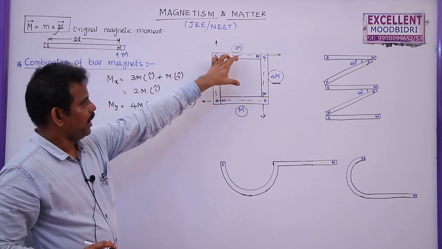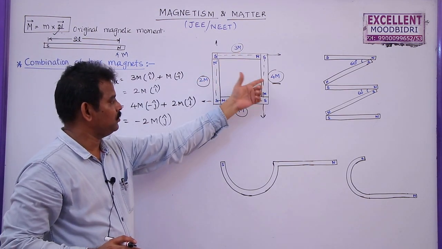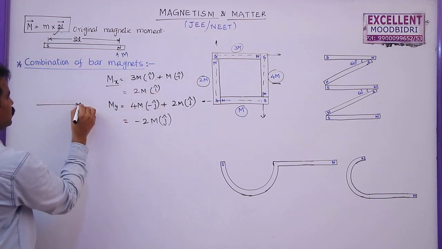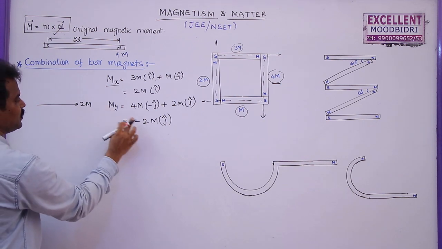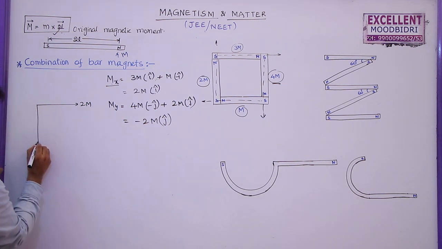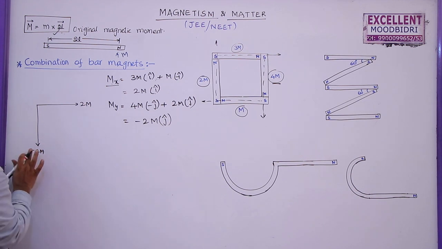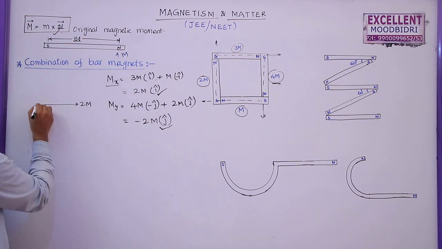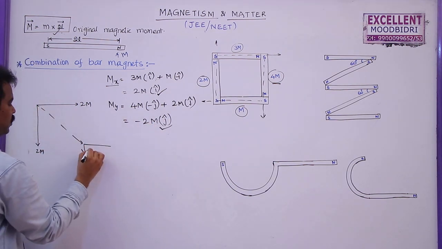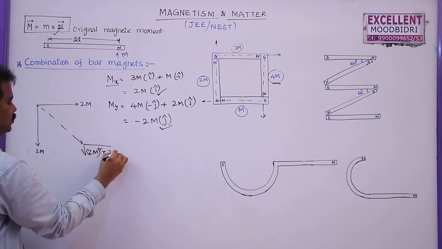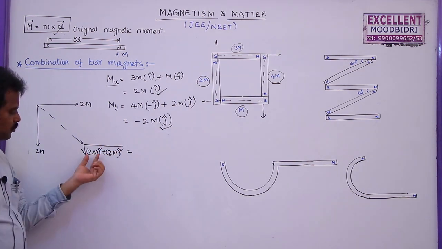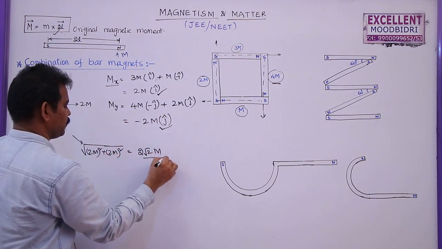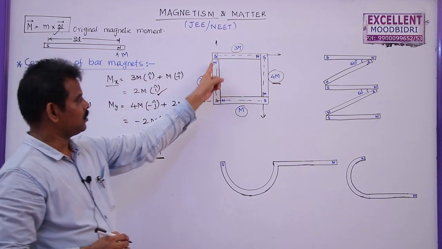Because I combine these two as a single magnet, finally Mx is acting along the positive x-axis. So this is 2m, and My is acting along the negative y-axis. This is minus 2m, but if you want to take only magnitude, because we are already denoting direction with plus i and minus j here, the resultant magnetic moment will be root over 2m squared plus 2m squared, which is equal to root over 4m squared plus 4m squared, which is equal to root 8m squared, or 2 root 2 m. This is the resultant magnetic moment of this combination.